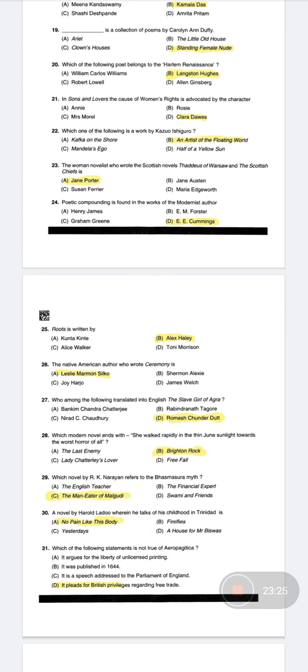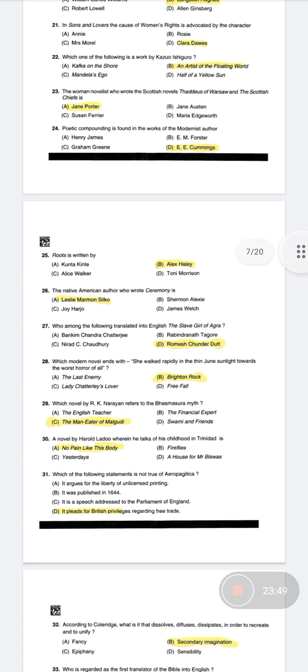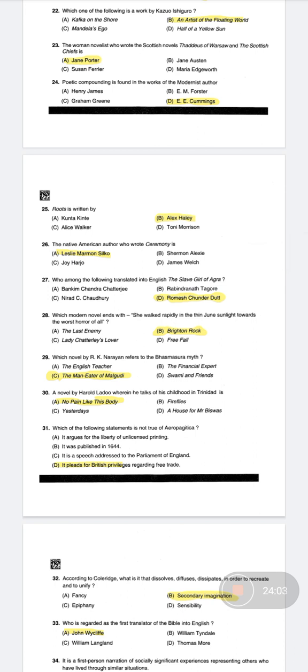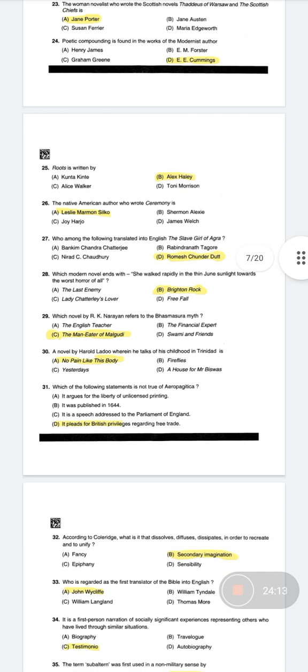Question number 24. Poetic compounding is found in the work of the modernist author. Poetic compounding means: who is the modern writer in whose work we find poetic compounding? Cummings is the right answer. Question number 25. Roots is written by Alex Haley. The right answer is Alex Haley. The Native American author who wrote Ceremony is? Who is the author of it? Leslie Marmon Silko. Question number 27. Who among the following translated into English The Slave Girl of Agra? Who translated it? Ramesh Chunder Dutt. The right answer is Ramesh Chunder Dutt.